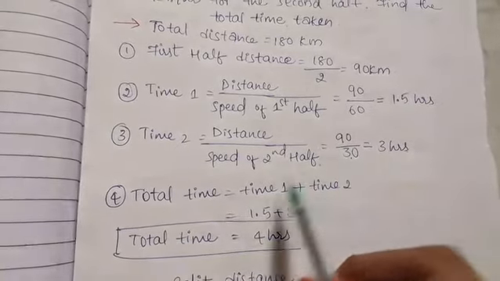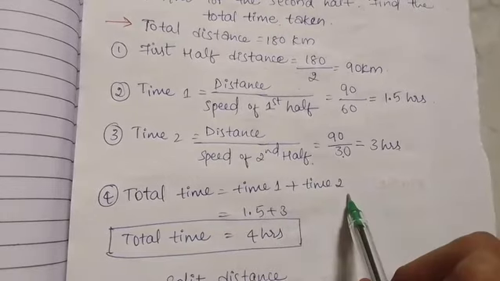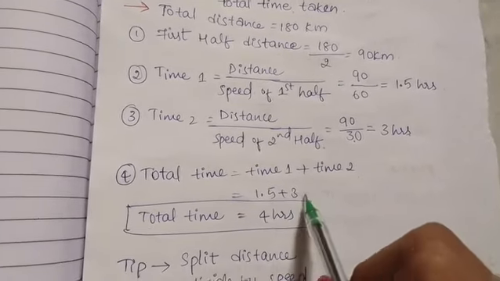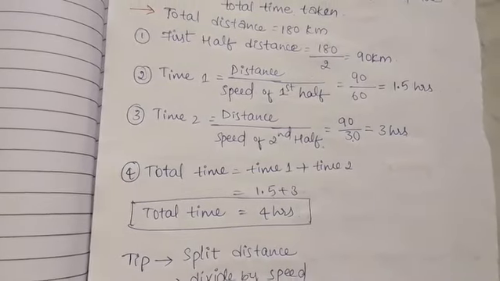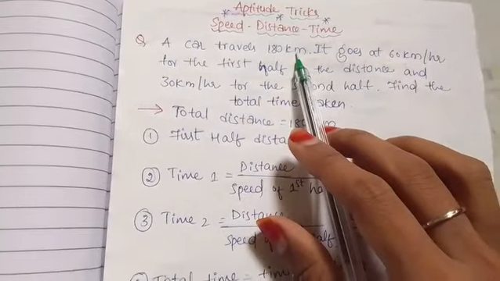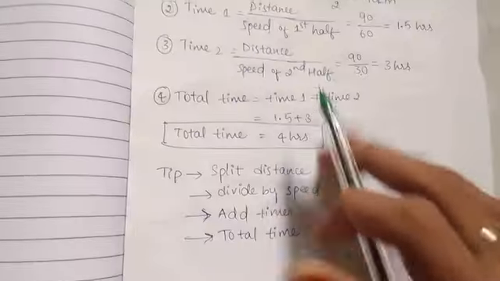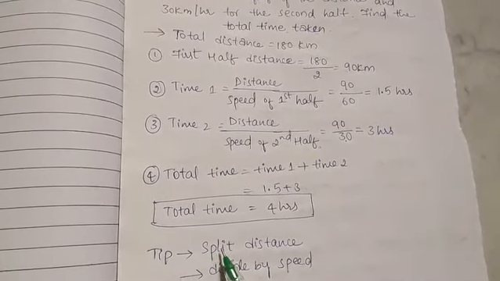We will get 1.5 hours and 3 hours. We have to add these two to find out the total time, that is time 1 plus time 2. We will get 1.5 plus 3. Total time is 4 hours. It will take 4 hours to travel 180 kilometers. Got it? Very simple.